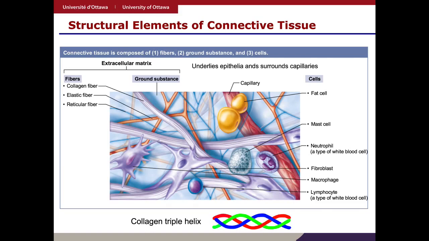There are several different types of fibers in connective tissue that give it certain properties. Collagen fibers are the strongest and most abundant of the fibers in connective tissue. They have a high tensile strength, meaning they can resist pulling and shearing forces. They're made exclusively of collagen protein that forms a triple helix, as shown on the bottom of this slide. The different ways collagen is linked together makes different types of collagen fibers.